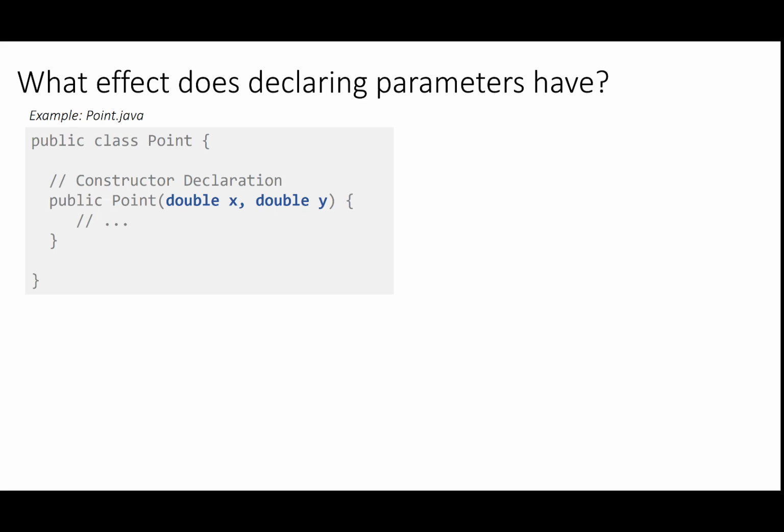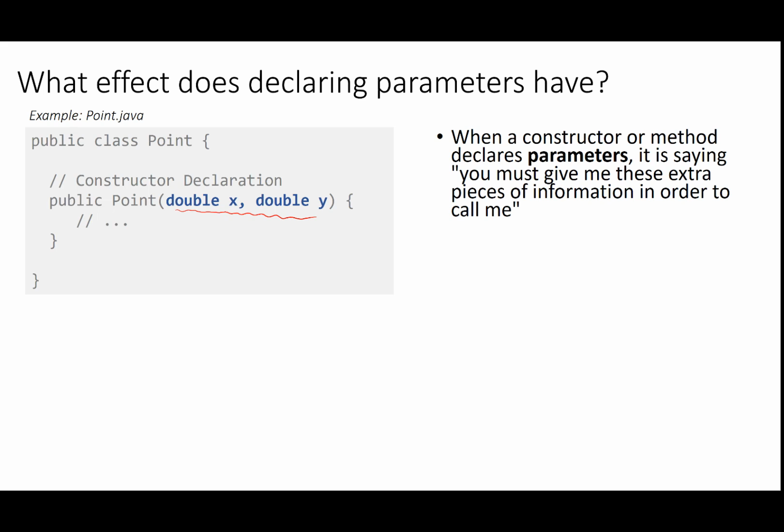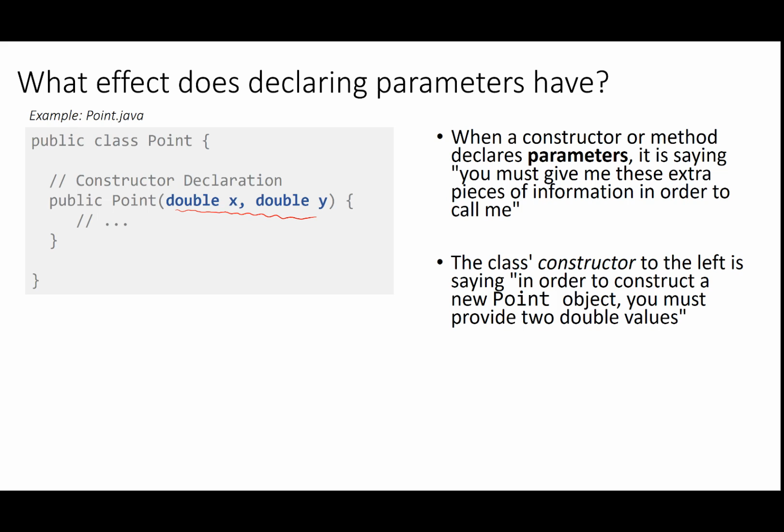So what impact does declaring parameters actually have? Let's say we add a constructor that looks like this, that says the Point class has two parameters, a value for x that's double and a value for y. And so what this is saying is in order to call this constructor, you have to give me two double values. I don't care what those double values are, but they have to be double values and you have to give me two of them.